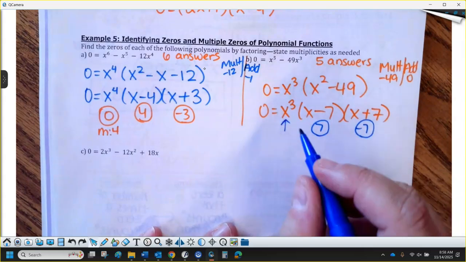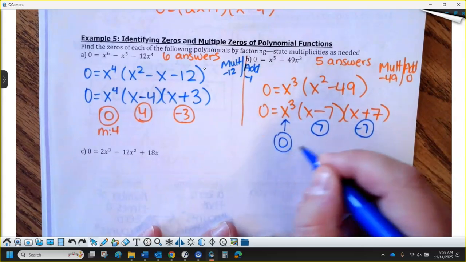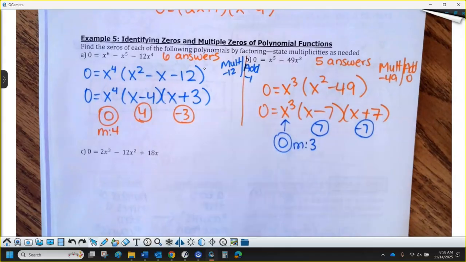And then here, because we pulled out an x to the third, this is 0, but it has an exponent, so it has a multiplicity of 3. So that counts as 3 answers. So then I have 5. 3 with that 0, and then negative 7 and 7 give me the other 2. Okay, we have one last problem.